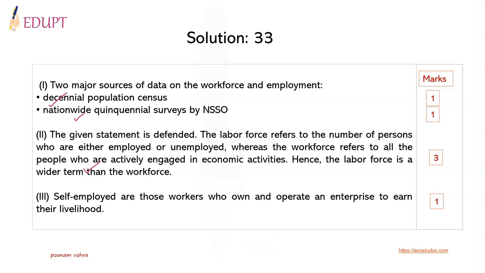For this explanation, marks allotted are 3. And third, self-employed are those workers who own and operate an enterprise to earn their livelihood. 1 mark is allotted for this answer.